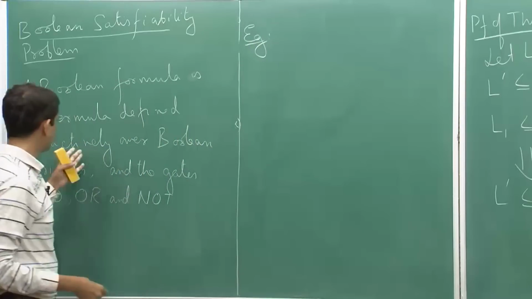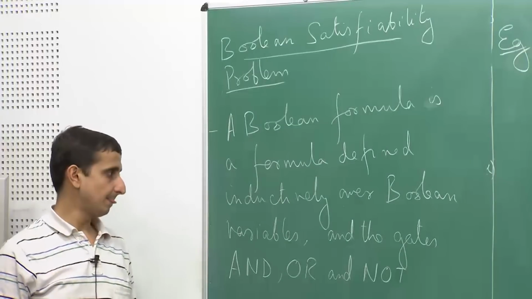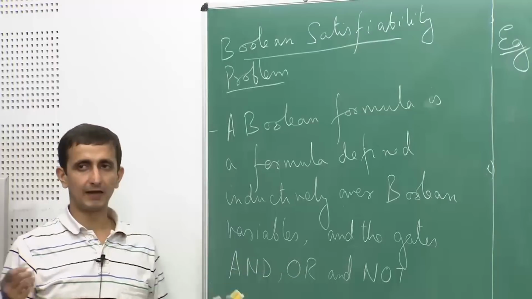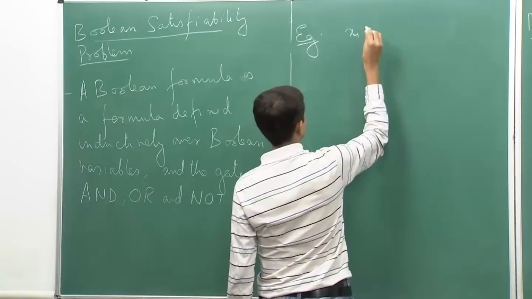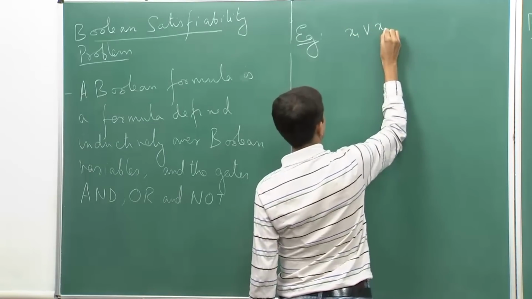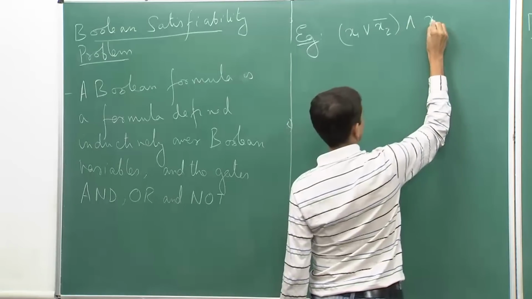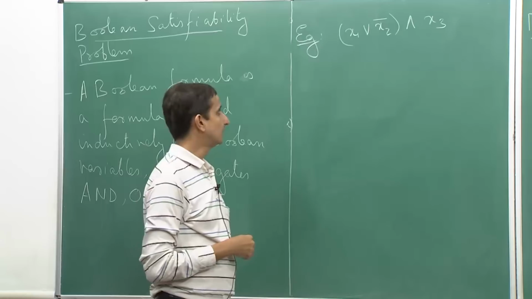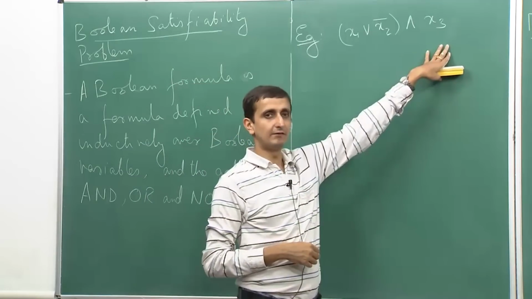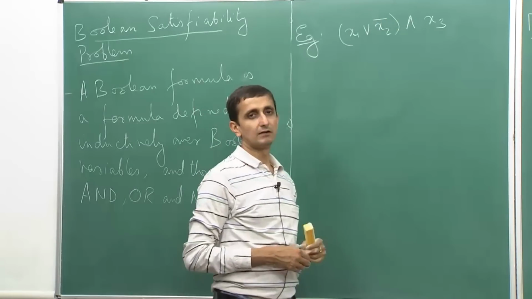So, it is basically a formula that is defined over Boolean variables. Boolean variables are variables that can take only two values, 0 and 1, and gates AND, OR and NOT. For example, I can have something like x1 or x2 bar and, let us say, x3. So, this is a Boolean formula. x1, x2 and x3 are Boolean variables, and this is an OR gate, this is an AND gate, and this is a NOT gate.